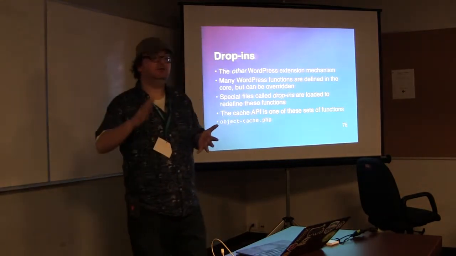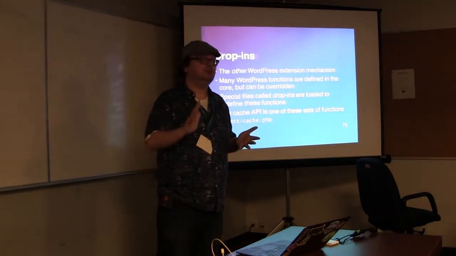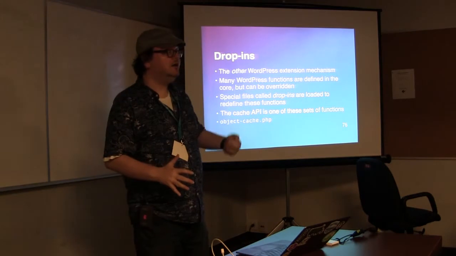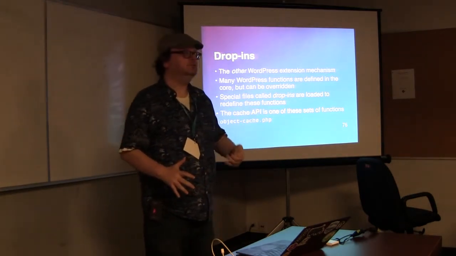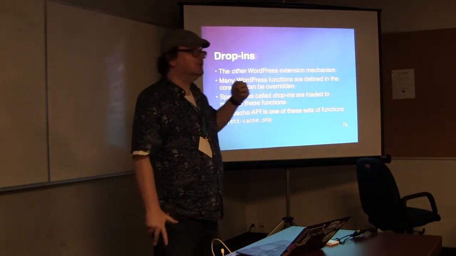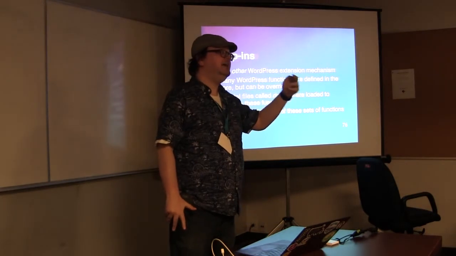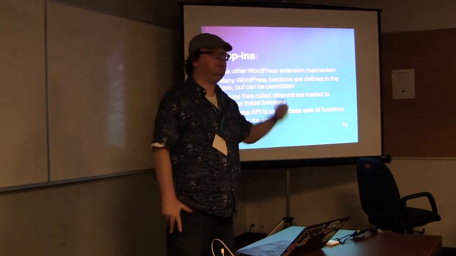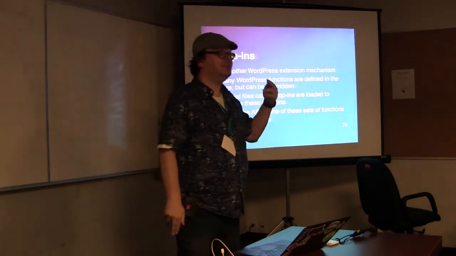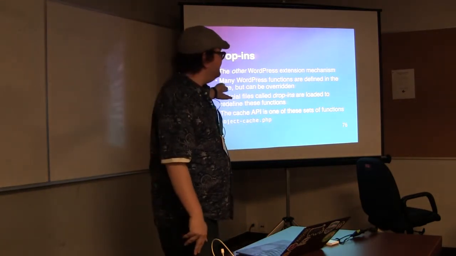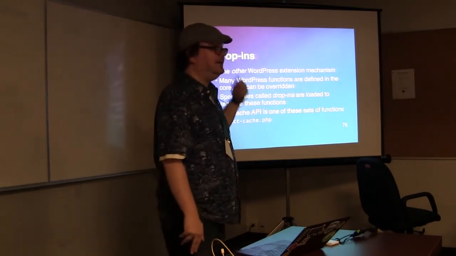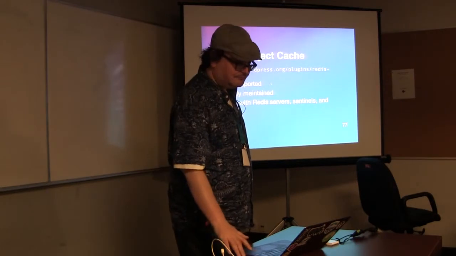Drop-ins are the other WordPress extension mechanism, the one that you may not have heard of. All sorts of functions in the WordPress core are able to be overridden by you. Core functions like the cache API, for example, WordPress will look for a drop-in that may contain definitions of all of the functions in that API, and then it will fall back to setting up these functions if they haven't already been defined. The file that is the object cache drop-in is, of course, object-cache.php. It'll just be in the root of your site.